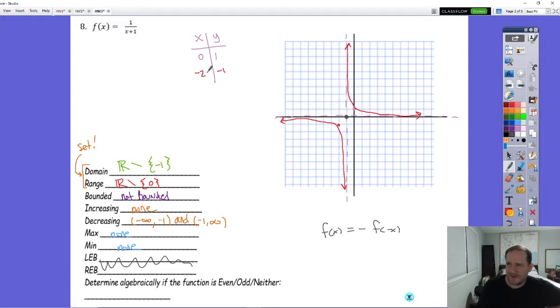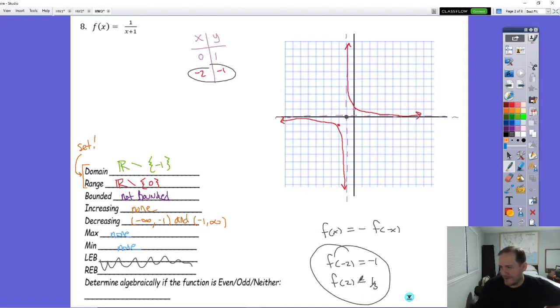Or maybe negative 2 is the better choice. But if f of negative 2 is giving us negative 1, then f of positive 2 has to be giving us positive 1 if we're going to be odd. And just that quick test proves that we're not, because 2 is giving us 1/3 instead of 1. So this one quick counterexample shows that even though we've graphically got something really similar to odd symmetry, we don't have actual odd symmetry. So this is neither.